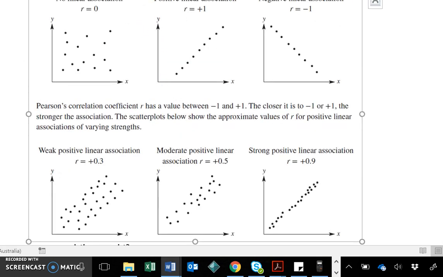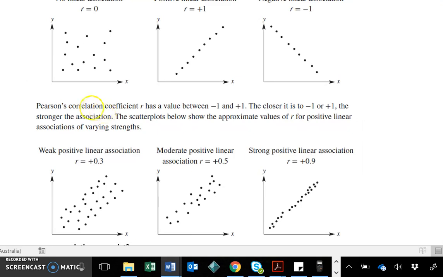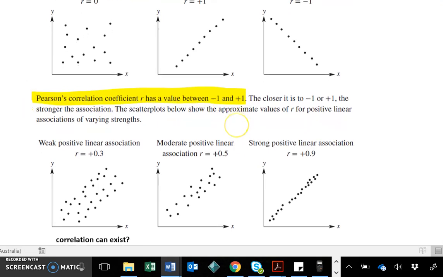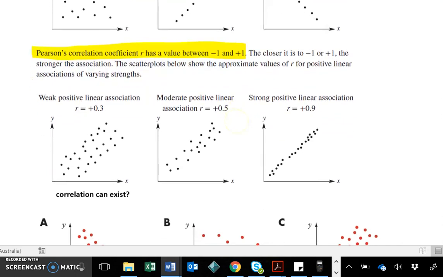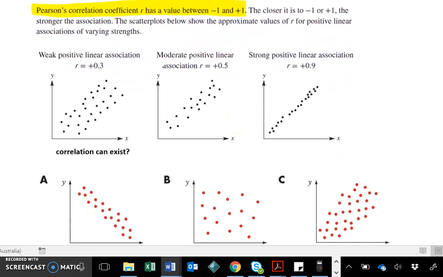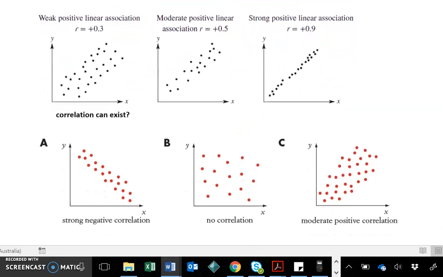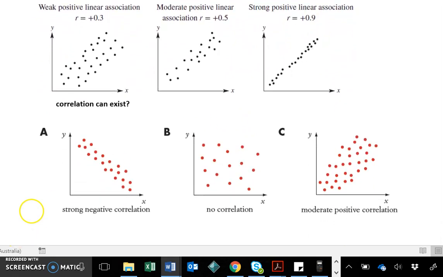So it's really important that you understand that Pearson's correlation coefficient R has a value between 1 and -1. So you want to highlight that. The closer it is to -1 or 1, the stronger the association. And here are some approximate values and varying strengths. We did some work on this last time.